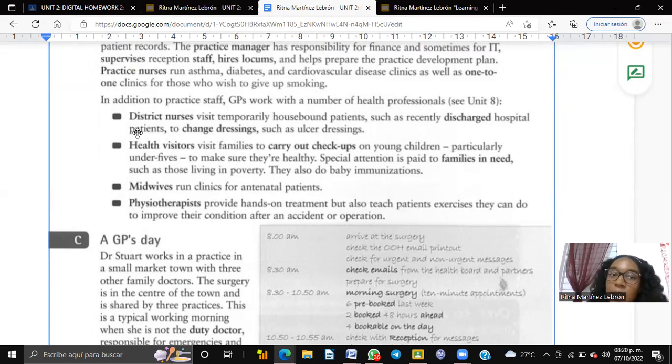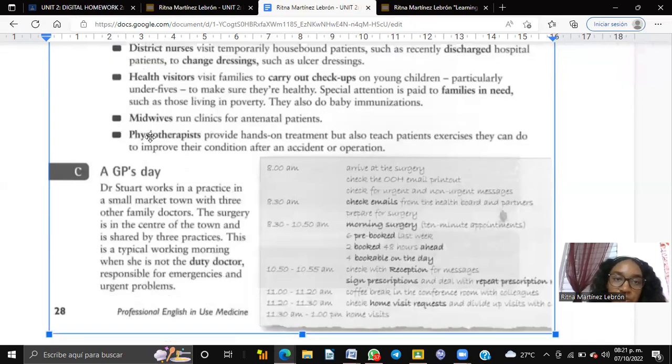District nurses visit patients to change dressings. Health visitors visit families to carry out checkups on young children, particularly under 5, to make sure they are healthy. Special attention is paid to families in need, such as those living in poverty. They also do baby immunizations. Midwives run clinics for antenatal patients.